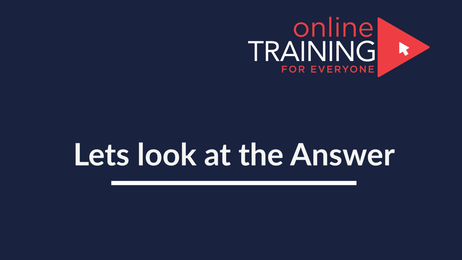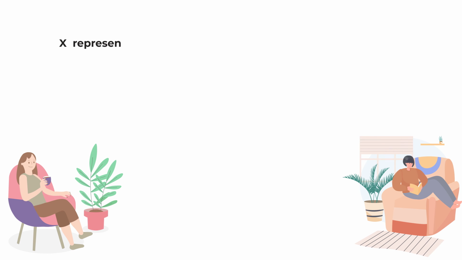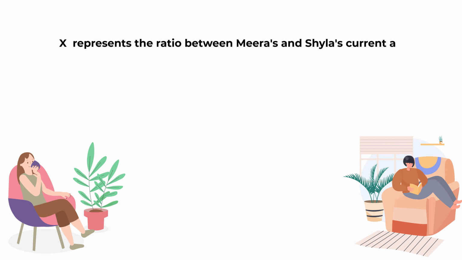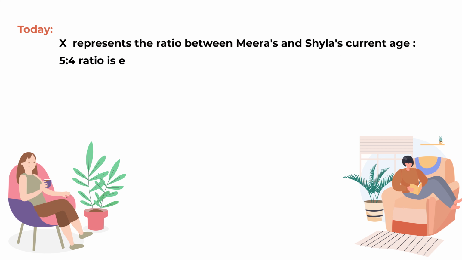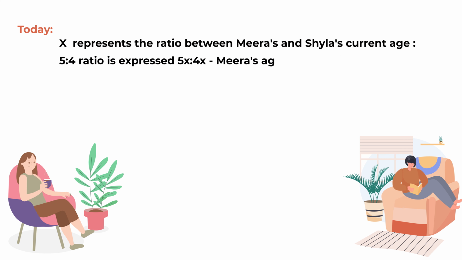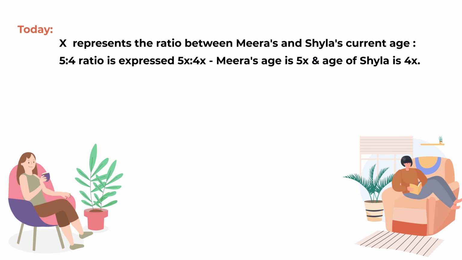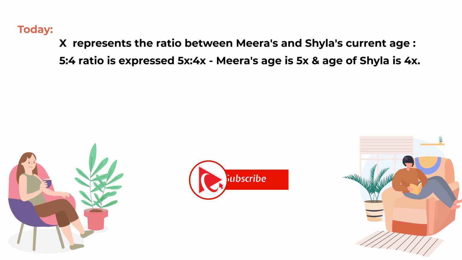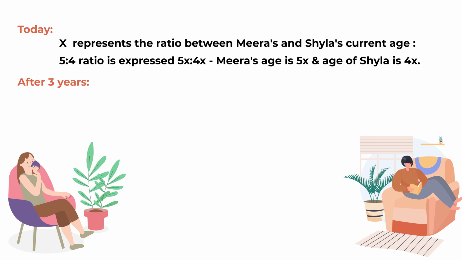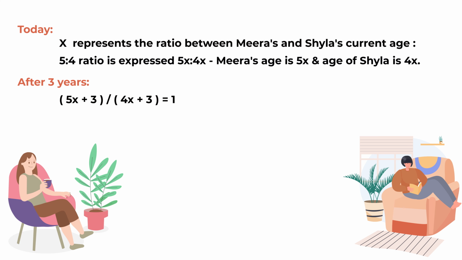To solve it, we need to define a variable x, which would be a ratio between Mira's and Shyla's current age. If that's the case, then the current age of Mira will be 5x, and the current age of Shyla will be 4x, which means that we can build an equation and calculate their ratio of ages after 3 years. In this equation, we will have (5x + 3) divided by (4x + 3), which would be equal to 11/9.